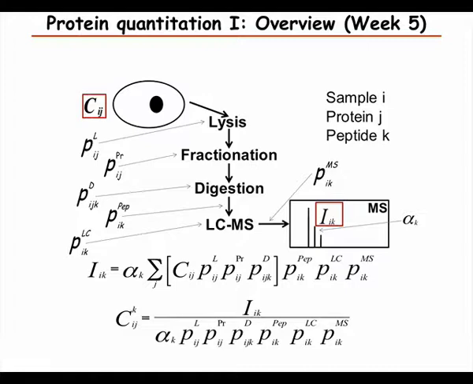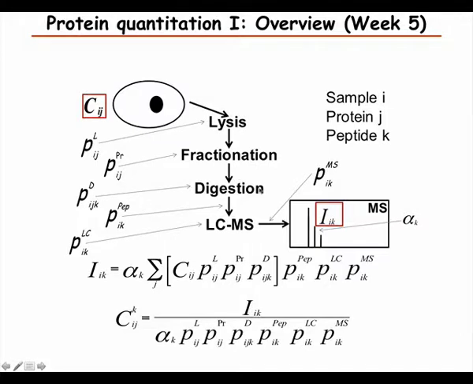So then the fifth lecture will talk about protein quantitation. Here, we want to know what the concentration of a certain protein is in the sample. But what we measure is the intensity of a peptide from that protein in the sample. So we have all these steps in between where we have losses, and these losses are different for different proteins.